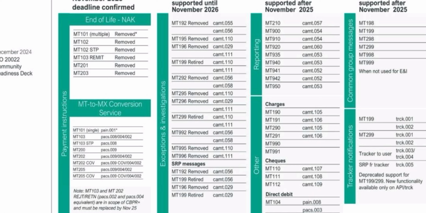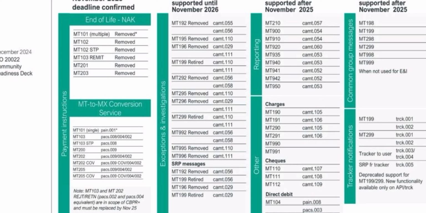MT103, which is a customer credit transfer payment message. The conversion service is available for pacs.008, equivalent to MT103; MT103 STP with pacs.008; MT200 with respect to pacs.009; MT202 with respect to pacs.009; MT202 COV against pacs.009 COV; and MT205 to pacs.009 again, MT205 COV with pacs.009 COV.